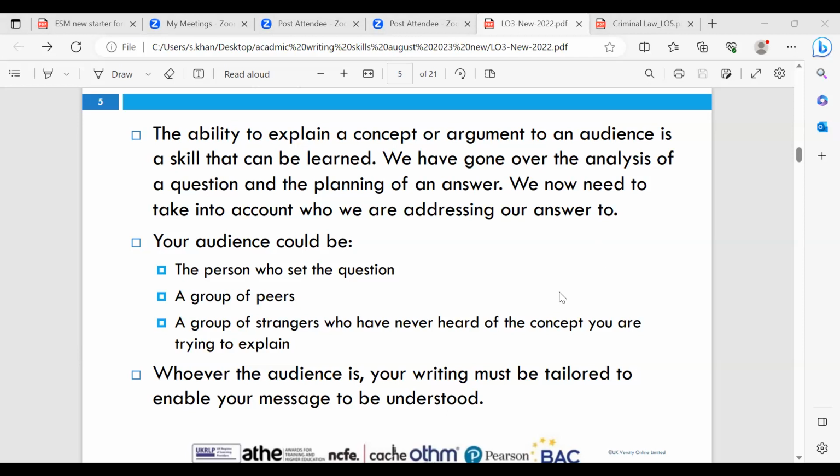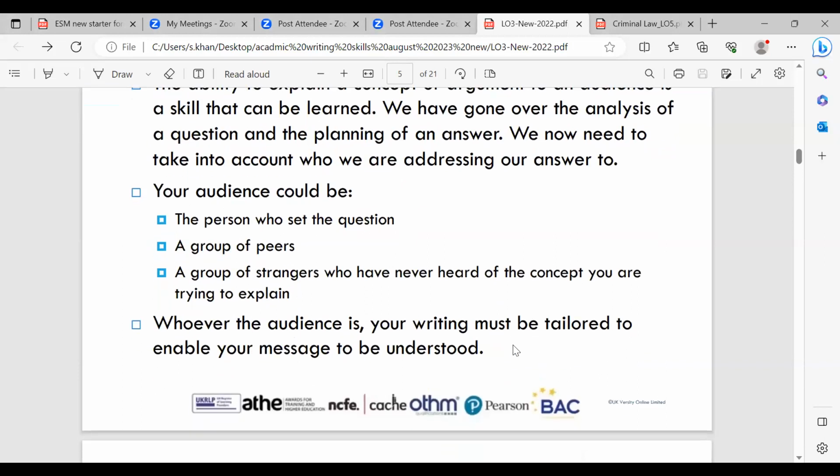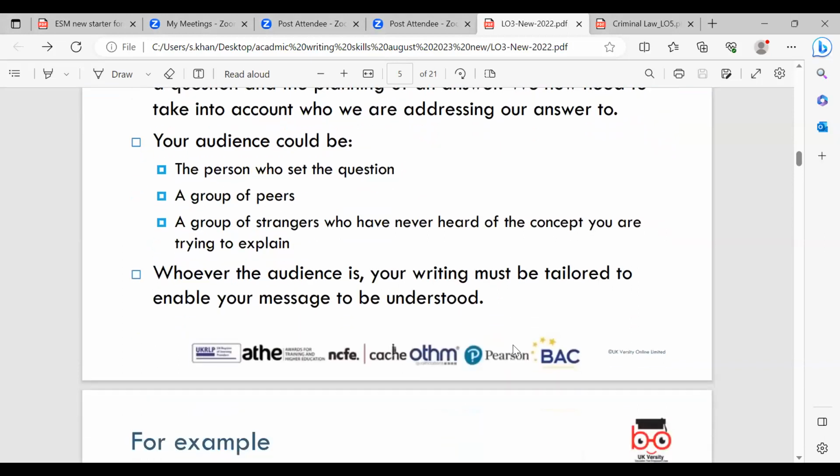So the first is, your audience could be the person who set the question, your teacher, your lecturer. They've set the question. It could be a group of peers, or it could be a group of strangers who have never heard of the concept you are trying to explain. Whoever your audience is, your writing must be tailored to enable your message to be understood.